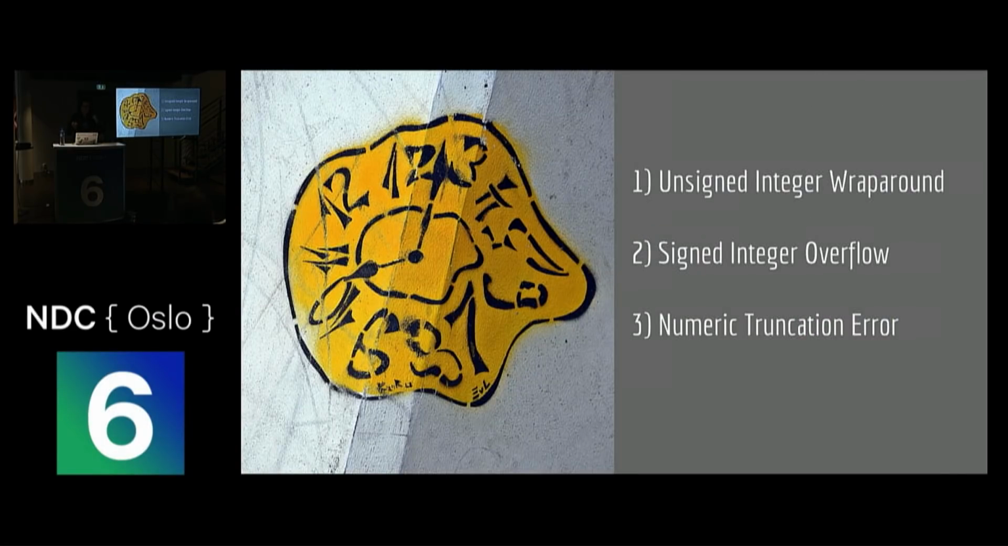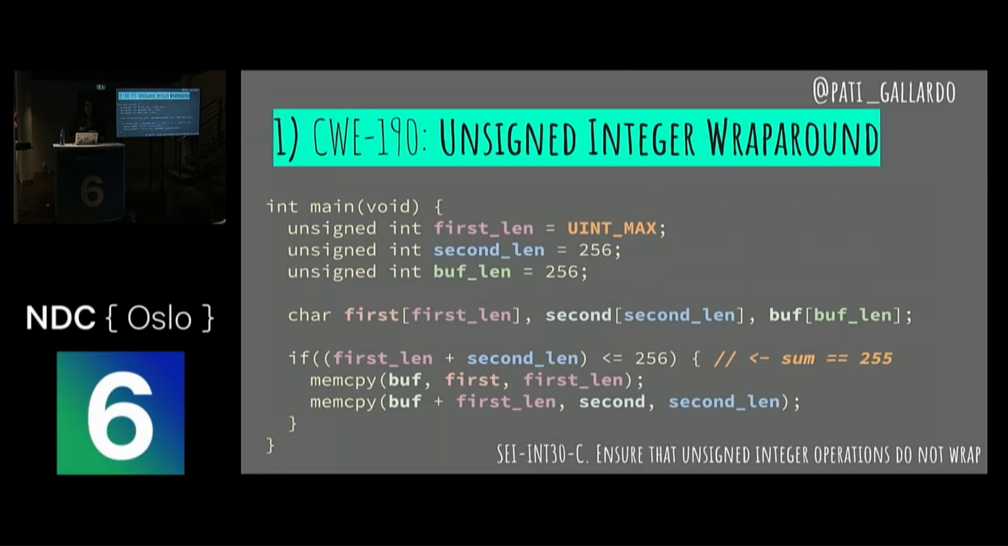So we'll do unsigned integer wraparound, signed integer overflow and numeric truncation error first. Now, there's quite a bit of code here, but the code is going to be repeated. So we'll take it a little bit slow the first time, and then it'll be easier. Basically, you have 3 lengths: first length, second length, and buff length. First length is UINT_MAX, so this is an unsigned int. All of them are unsigned ints. And we're going to make buffers of these sizes. And the other ones are 256, because I like that number.